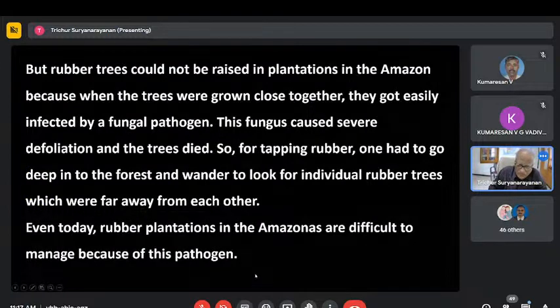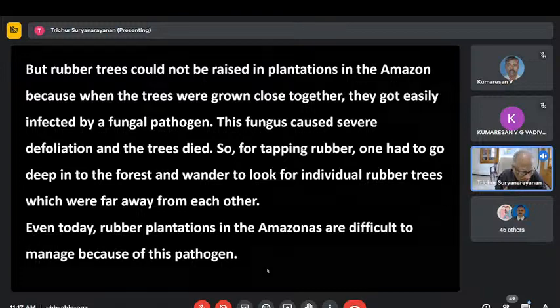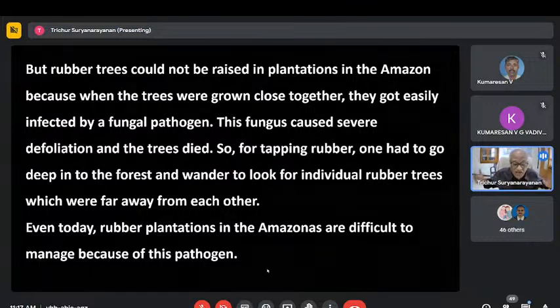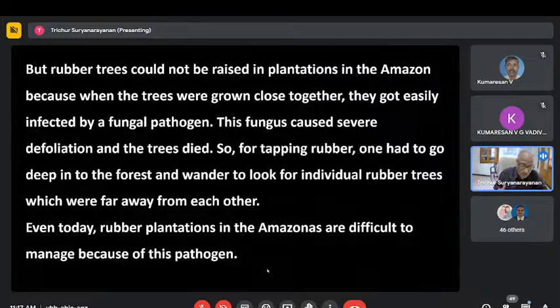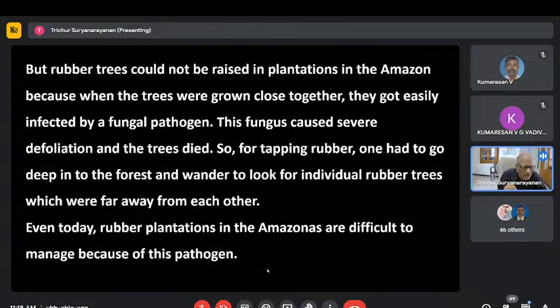Okay, now when the settlers from Europe settled in the Amazon and saw that they could get the latex and sell it, their idea was, naturally, to make a plantation, bring all the rubber trees, grow them in a farm, and then extract more rubber. But when they tried this, it was not successful. Rubber trees cannot be grown close together because they got easily infected by a fungal pathogen.